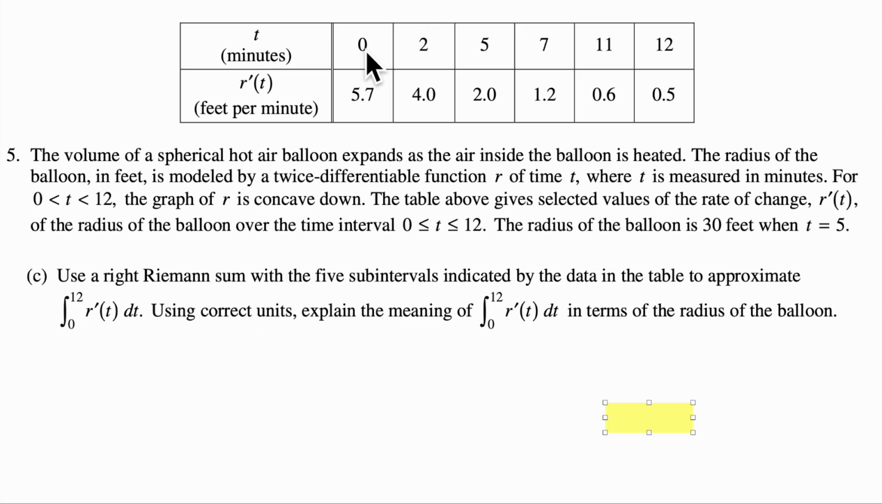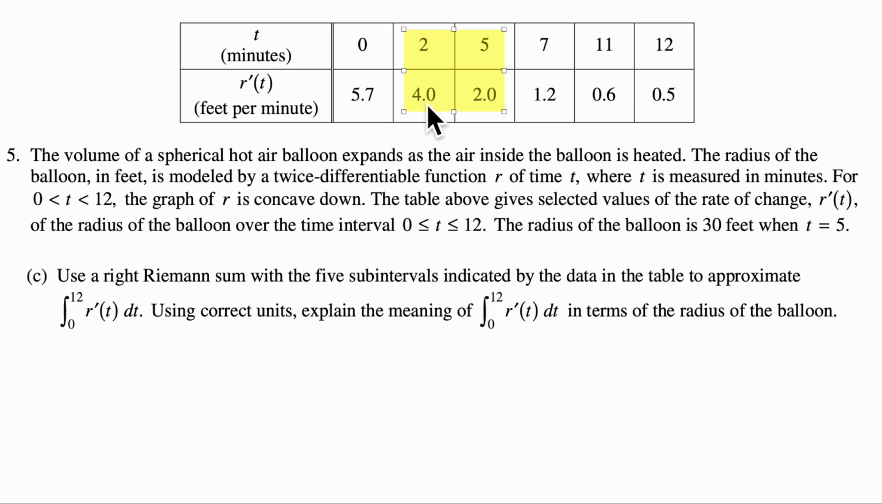So when we're saying 0 to 2, we have the height at 0, which is 5.7, and we have the y value at 2, which is 4. So clearly for a right Riemann sum, we're going to use the one at the right side of this interval. In this rectangle that goes from 0 to 2, you're going to use this 4 value. In this rectangle that goes from 2 to 5, we're going to use this 2 value. We're only looking at the one on the right. If we looked at the one on the left, we would be doing a left Riemann sum.